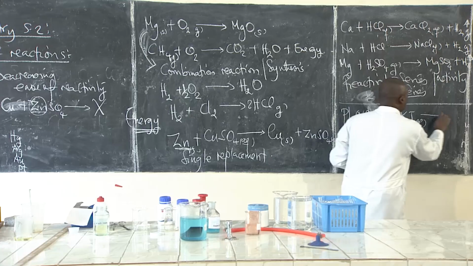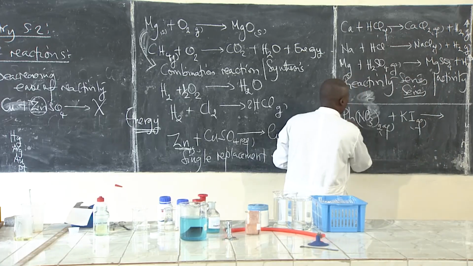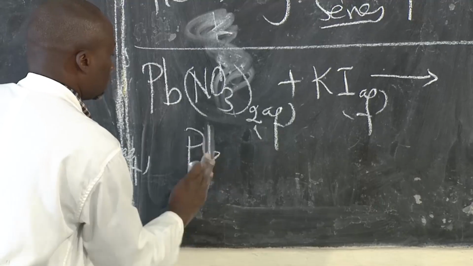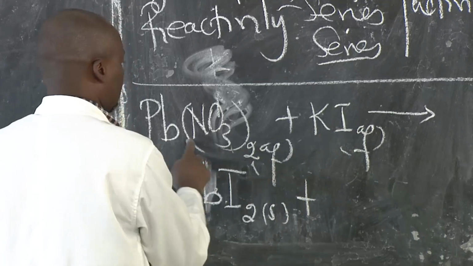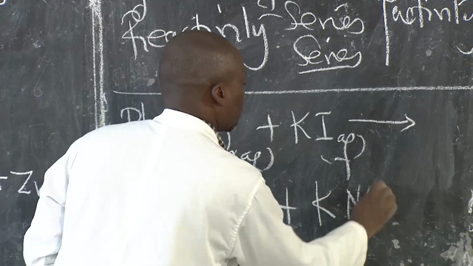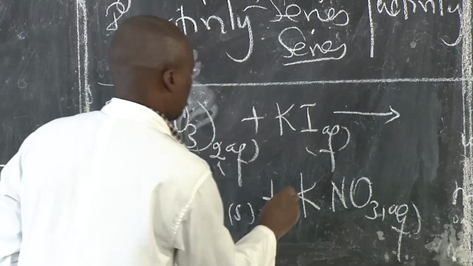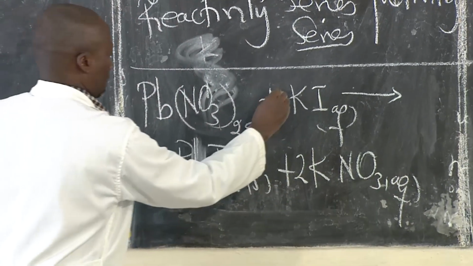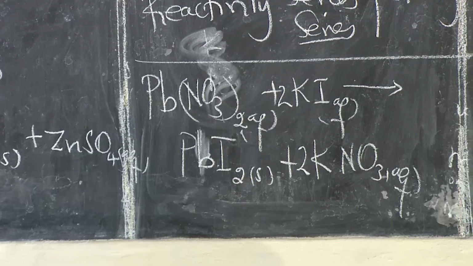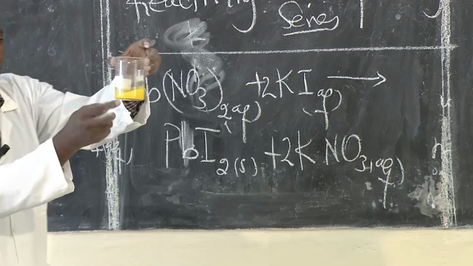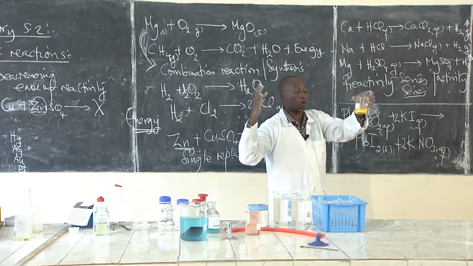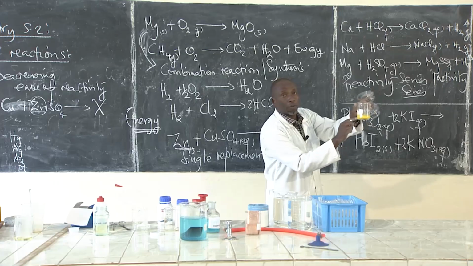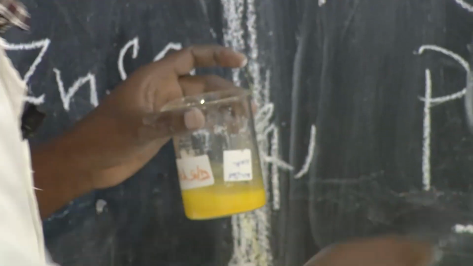So when you add potassium iodide, this gives lead 2 iodide, which is solid, plus potassium nitrate. So we have a solid that has been formed. This yellow precipitate, I think we have done this even before. This yellow precipitate is because of this.